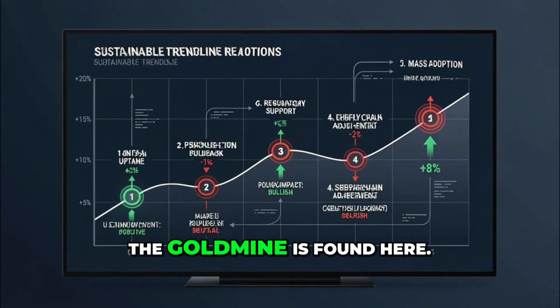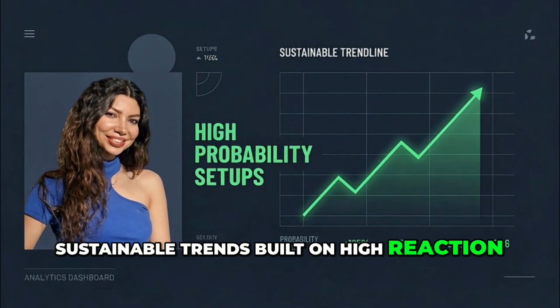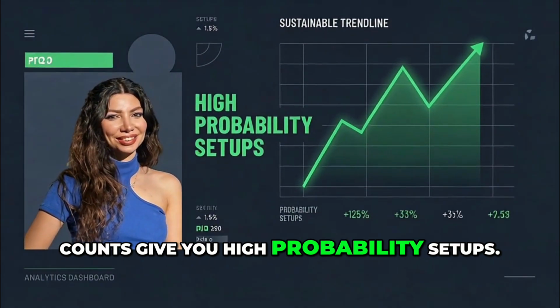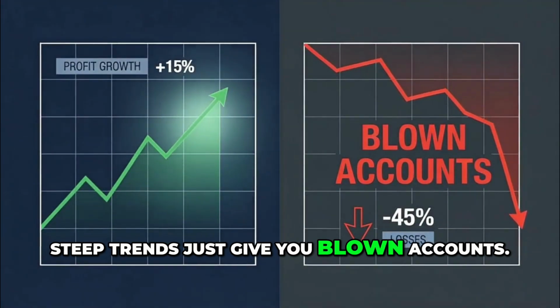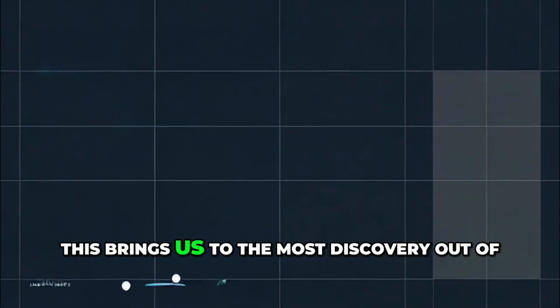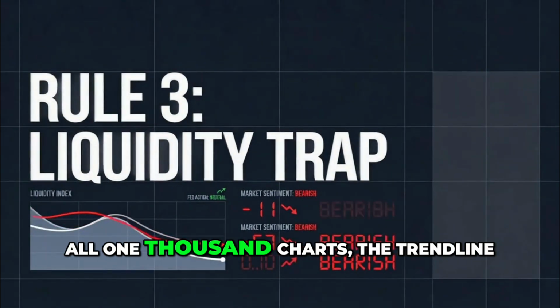The gold mine is found here. Sustainable trends built on high reaction counts give you high probability setups. Steep trends just give you blown accounts. This brings us to the biggest discovery out of all 1,000 charts.